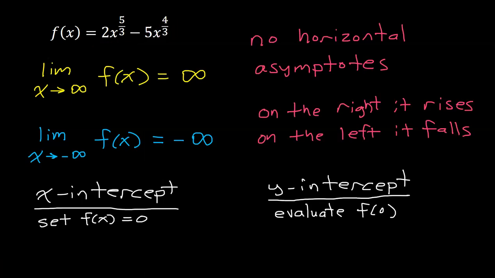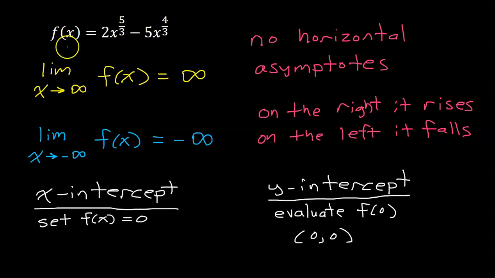The final information we need to gather is the x-intercept and the y-intercept. The y-intercept is super easy. Let's just knock that out. For the y-intercept, we will just evaluate the function at 0, which we can do mentally. If we substitute 0 in for both of these x's, we're going to get 0. So the y-intercept is simply going to be (0, 0).